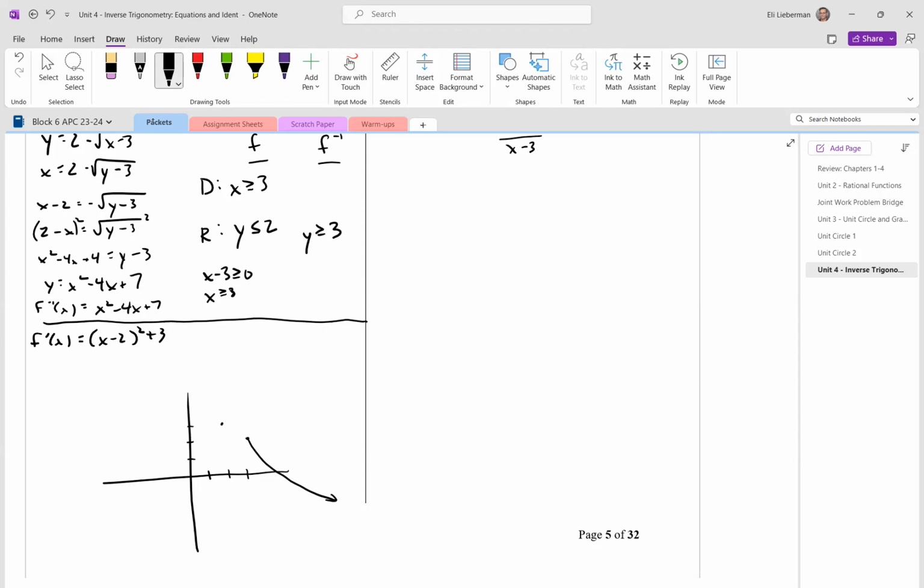Is that a surprise that it's 2, 3? Why not? Yeah, it's the inverse of the one we had. We had 2, 2, 2, function. I'm not going to do the whole parabola, am I?